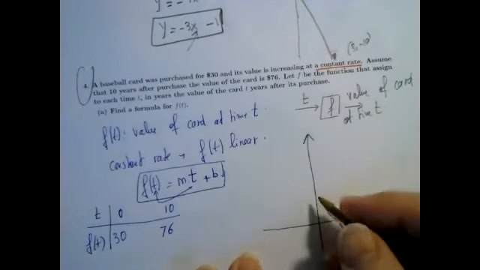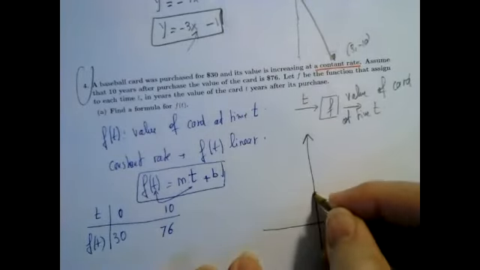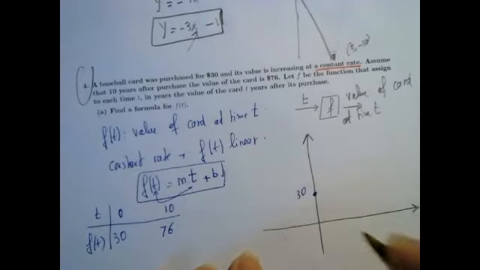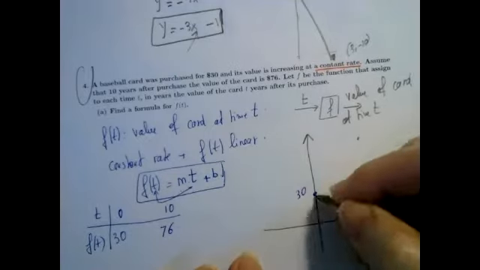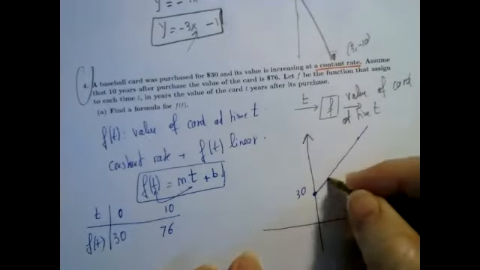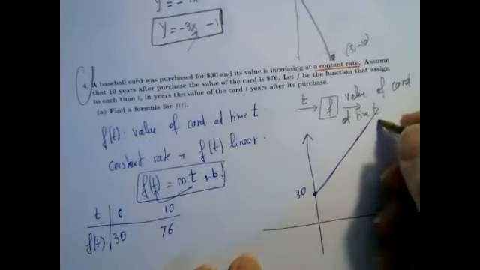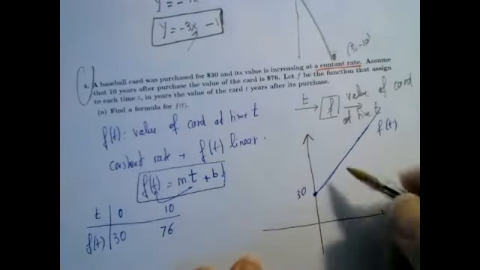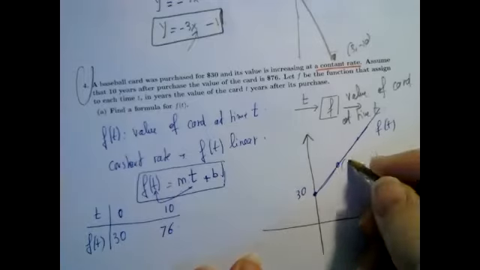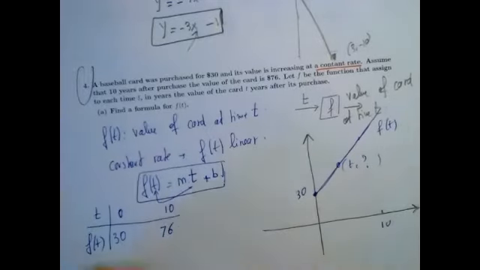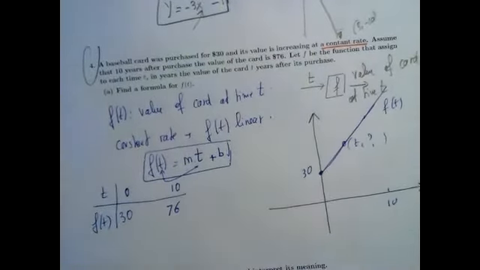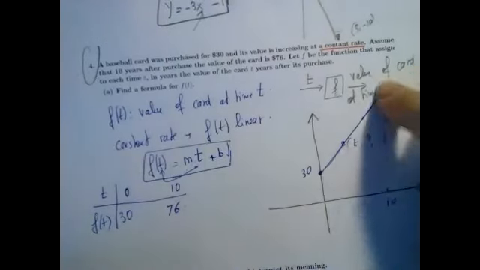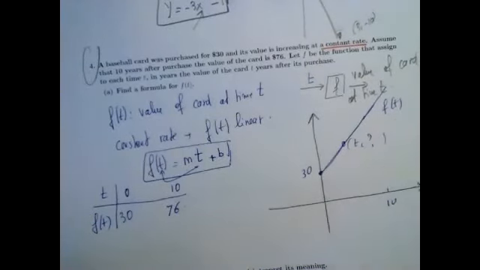I'm telling you its graph is a line. At 0, the value of the car is 30, after 10 years, it is 76. So that's really my function. I'm telling you to find a formula. It means find the rule so that if I know time, I know f of t. So it's really boiling down to find the equation of the line whose graph is what you see right there.